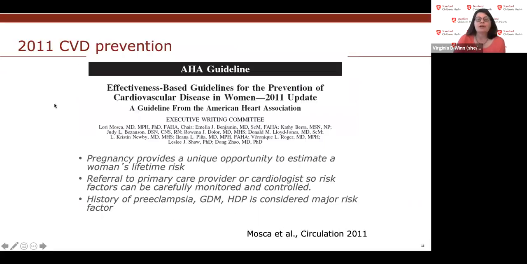In terms of the American Heart Association guidelines for cardiovascular disease prevention, pregnancy is now recognized as a risk factor for developing cardiovascular disease, and they recommend referral to a primary care provider or cardiologist so the woman can be monitored and disease picked up and controlled early.